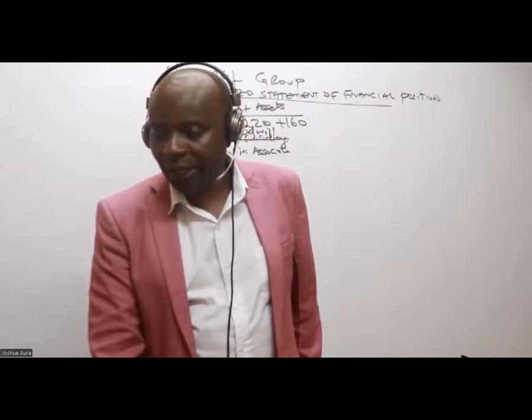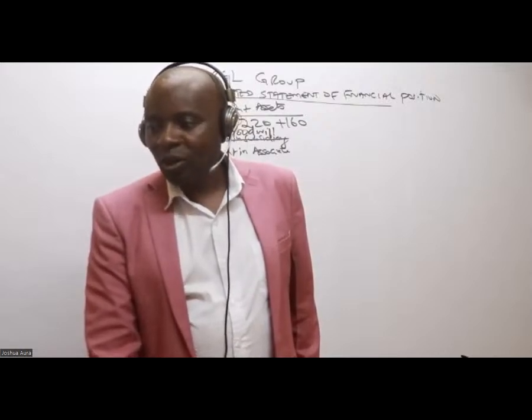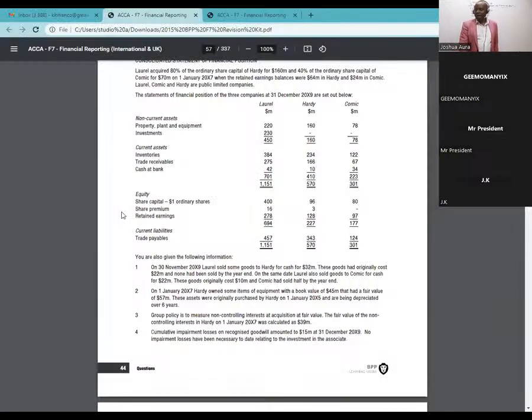Great. So we are continuing nicely. Go to the next step. We have here current assets. Under current assets, what do we have? We have inventory.